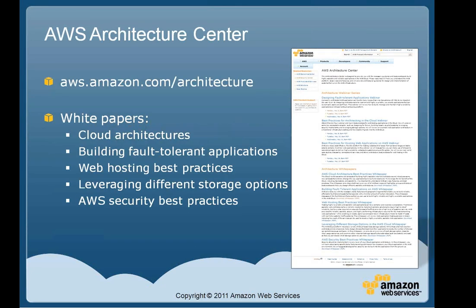So there are additional resources, and most of what we talked about is available at the AWS Architecture Center. And here you'll find different white papers talking about architecture, fault tolerance, and different best practices. And there's also a link that is aws.amazon.com white papers that has a list of all the white papers that are available from AWS.